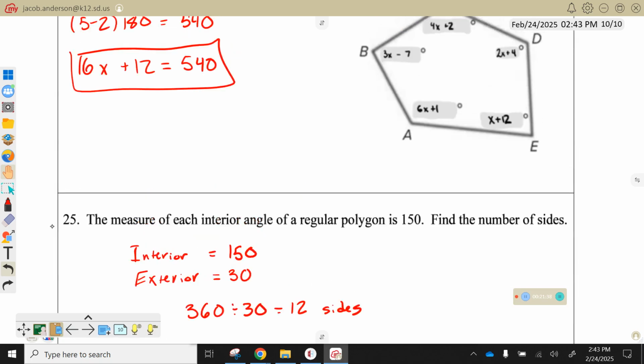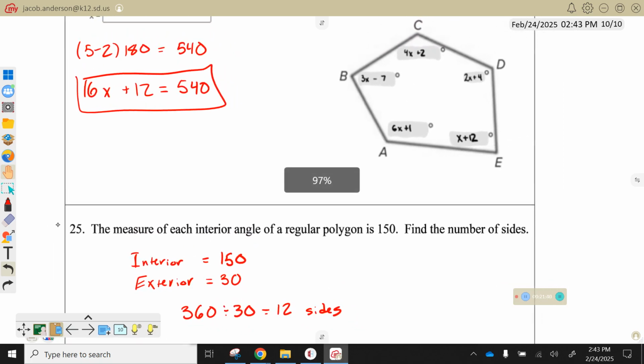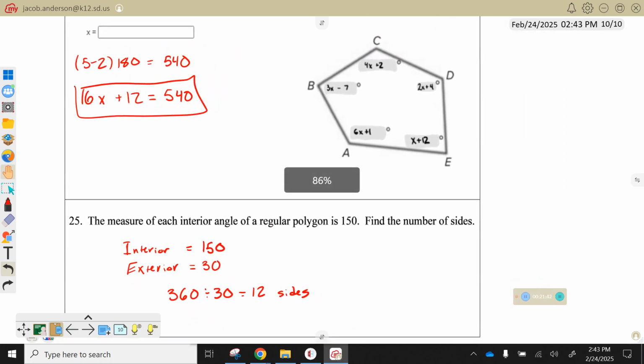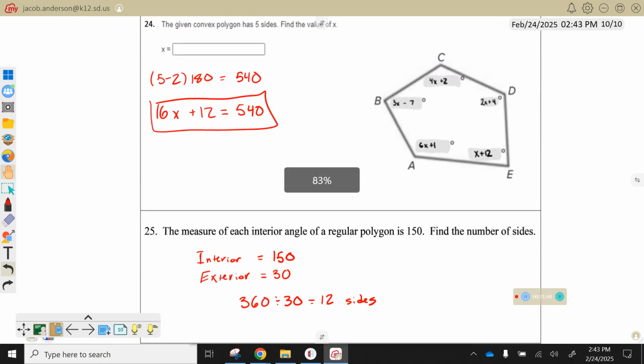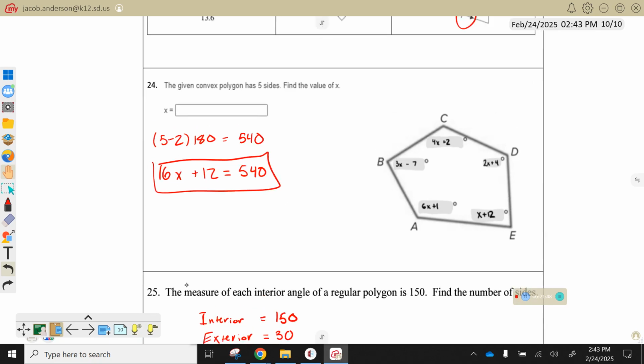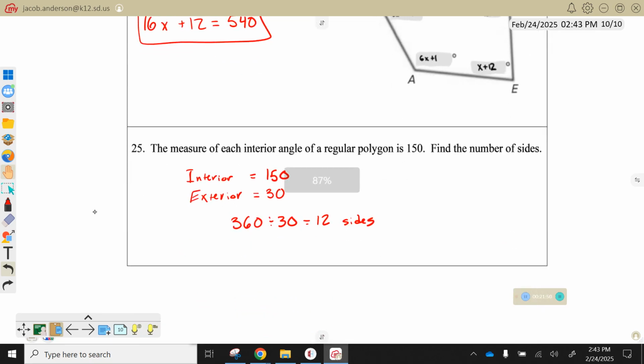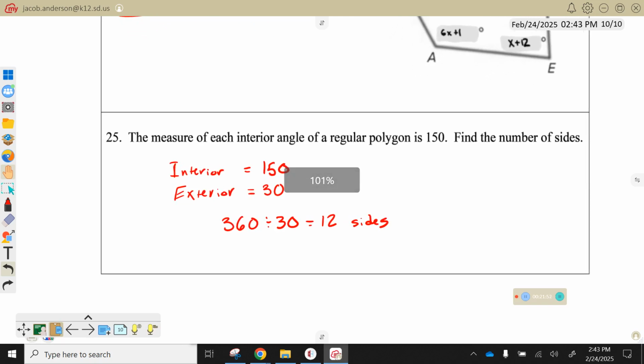Number 25 was that most missed question again. And I think I listed both of these questions twice on the review because even though they show up once on the test, they're typically the most missed questions. So again, with number 25, it's giving you an interior angle and asking for the number of sides. That means you need to find the exterior angle and divide from 360.